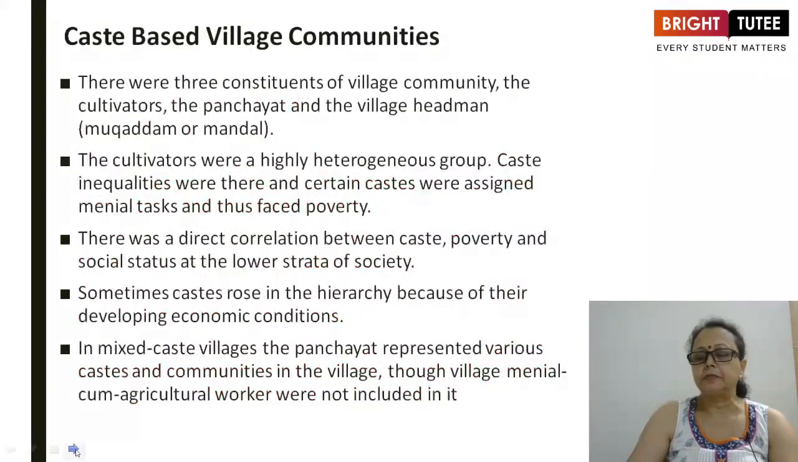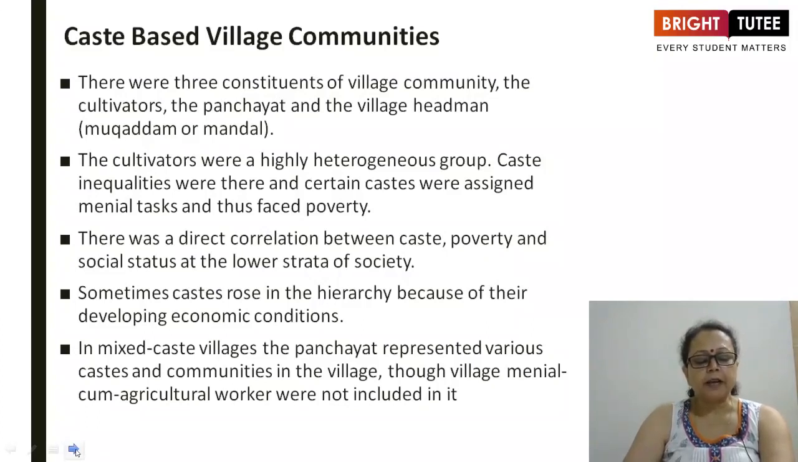Next is about the caste-based village community, or the caste distinctions in rural society. The village community is actually involved in the intensive participation and initiative of the peasantry. So how did it affect the structure of agrarian relations in Mughal society, and how were the social groups involved in agricultural production? And what were their mutual relations and conflicts? So this is what we are coming to discuss here.